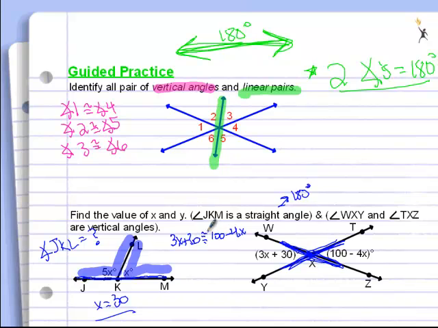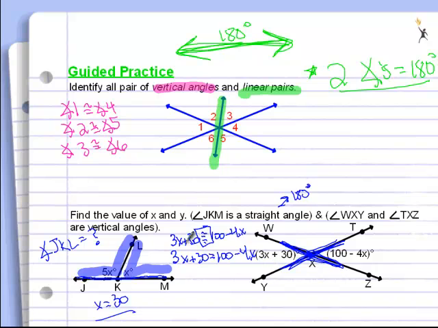The only problem is that this little symbol right here is a congruent symbol. That's geometry. In algebra, we have something that we use when two things are the same. It's an equal sign. So we're going to take out that congruent because we're basically all in algebra form right now anyway. We're going to switch out the congruent for an equal sign. That helps us solve it. 3x plus 30 equals 100 minus 4x.